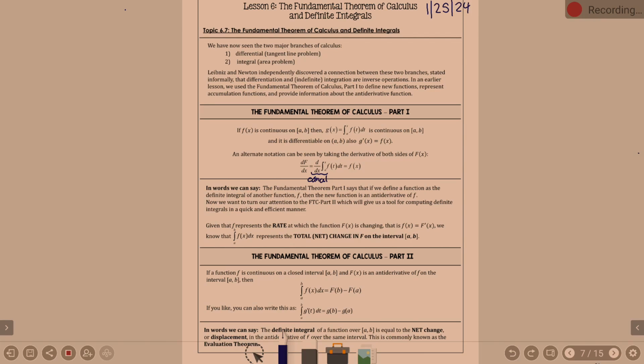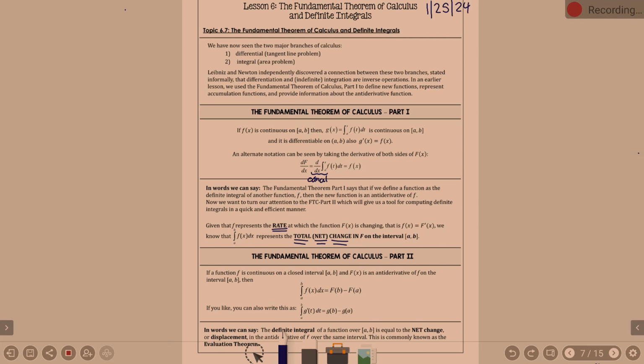Okay, so when we talk total net change, kind of like when we talked about area being integral, total net change falls into that category also. So, given that f represents the rate at which the function is changing, we'll talk about total net change.